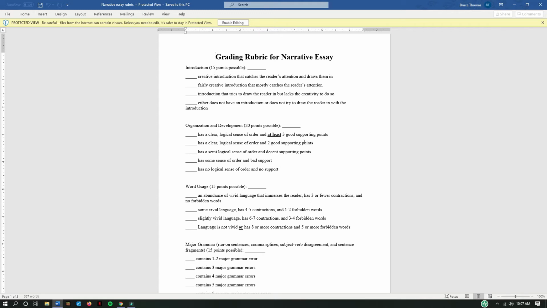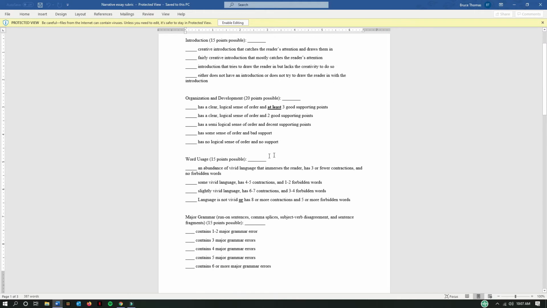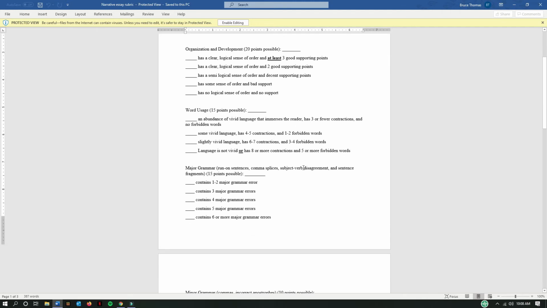All good stories do. Word usage, vivid language: we talked about not using "very" and "a lot of." That's what I mean when I say vivid language. We're using words like "starving" or "furious," those kinds of words. 3 or fewer contractions, no forbidden words, no "very," no "a lot of," no "you," none of that. You can use "you" if you're writing some dialogue between you and somebody else. You can have some "you" in that.